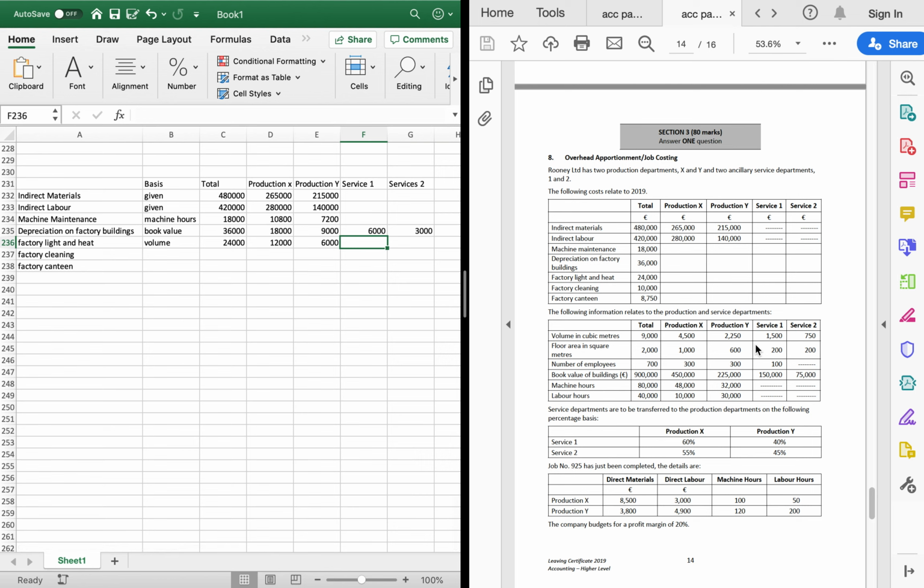And our services is 1,500, so it's going to be a third of this, so it's going to be 4,000. But we'll show you that again. 24,000 divided by 9 and multiply by the 15. And then the 750 is half of this, so this is obviously going to be 2,000, but we'll show the sum. So 24,000 divided by 9,000 multiplied by 750 is 2,000. Okay.